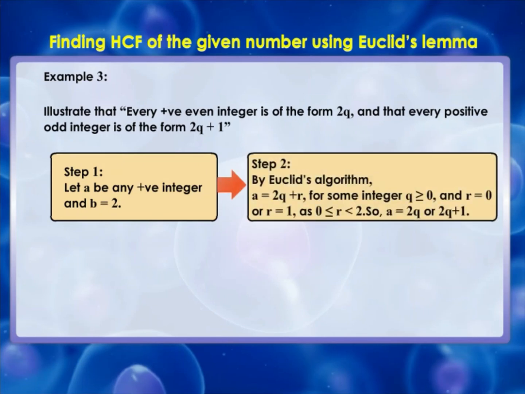Step 2. Then by Euclid's algorithm, a = 2q + r for some integer q ≥ 0, and r = 0 or r = 1, because 0 ≤ r < 2. So, a = 2q or 2q + 1.